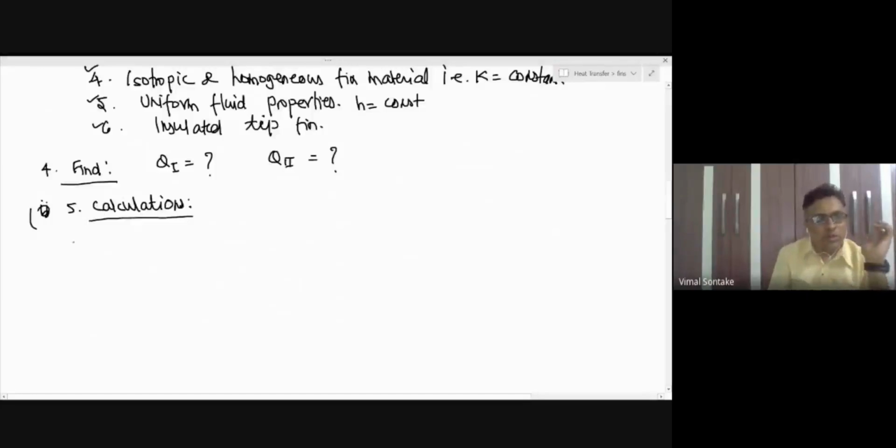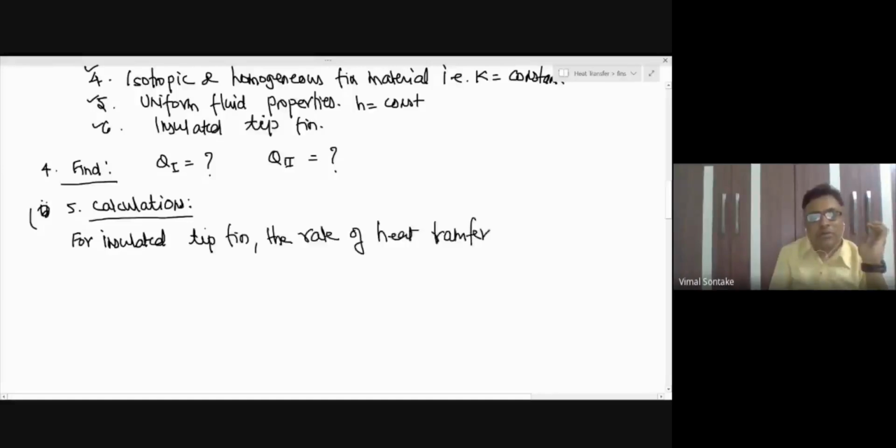So for an insulated tip fin, the rate of heat transfer. First we need to calculate the rate of heat transfer from the single fin which is insulated at the tip. For this you need not remember, refer to the heat transfer data book.